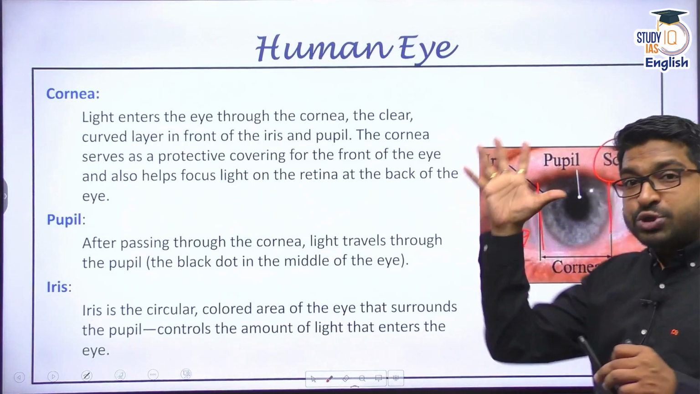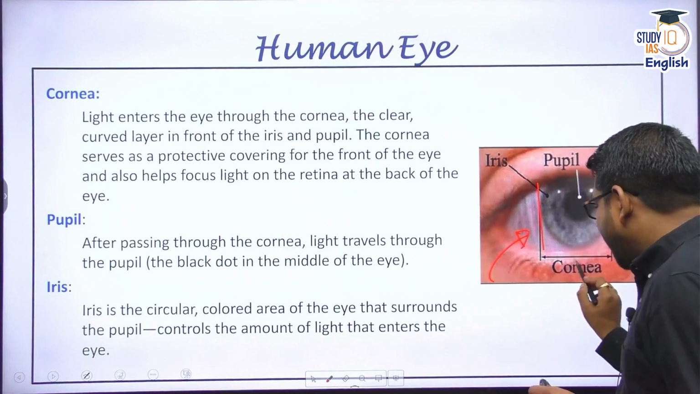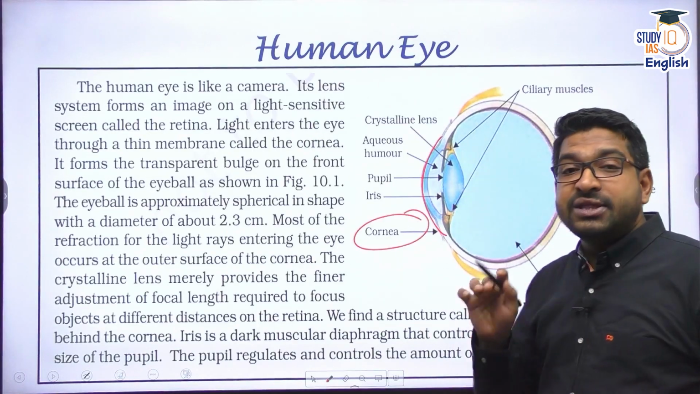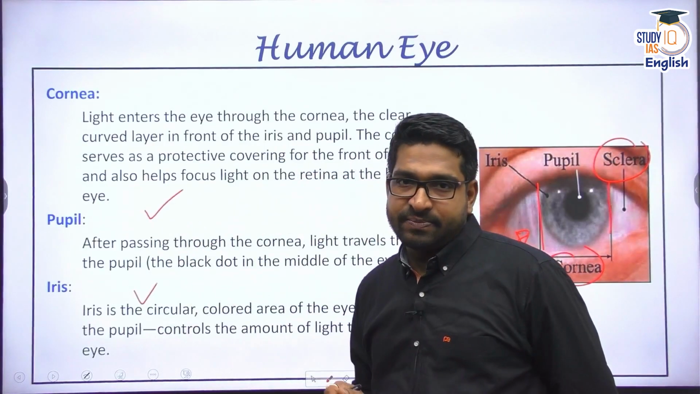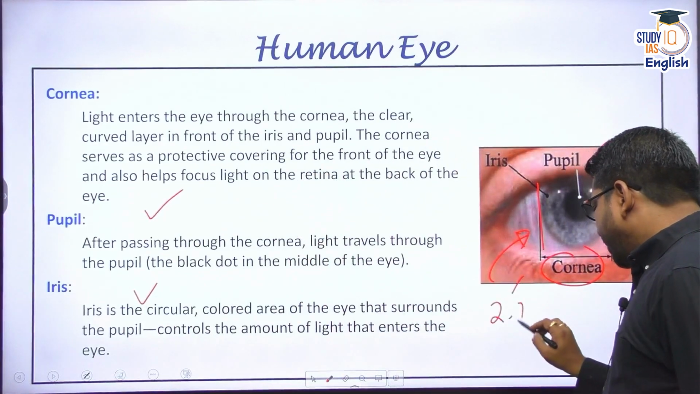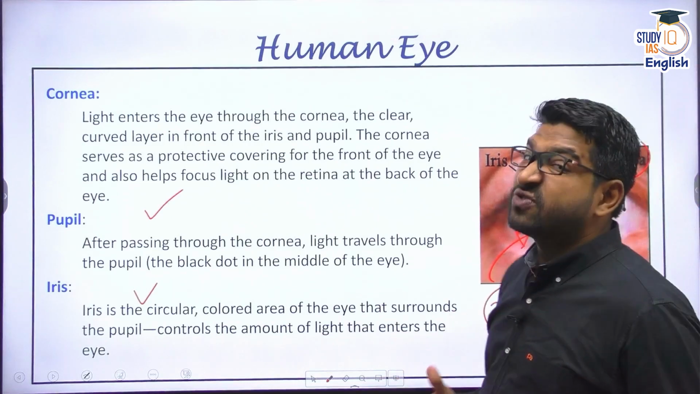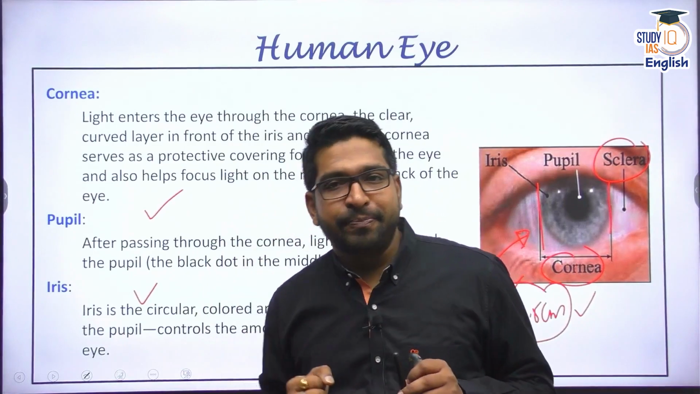The outermost part of the eyeball is your cornea. Now the cornea, as you can see here, is the outermost layer. This is the cornea, the outer layer. This protects the internal parts. The internal parts are the pupil and iris. The human cornea is approximately 2 to 2.5 centimeter in diameter. The cornea also helps in refraction of light. This cornea helps in focusing the light onto the retina.